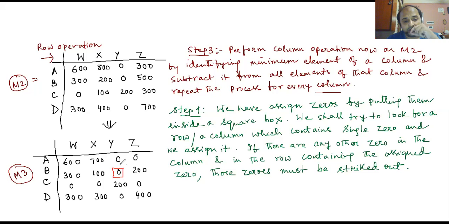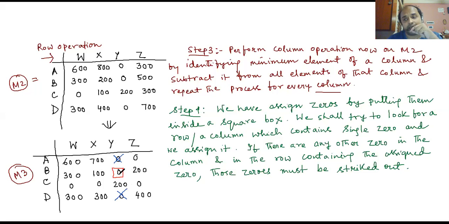Now this assigned zero is situated in this row. In this row there is no other zero, so we don't have to worry much. But here we see this assigned zero is being contained by this column, and this column has 2 other zeros in it. So I have to strike out these zeros from further calculation. Why? Because assignment theory says that in every row and in every column there must exist exactly 1 zero and not more than that. Okay, so therefore, since this zero has been assigned, I have to strike out other zeros in the column or in the row containing the assigned zero.